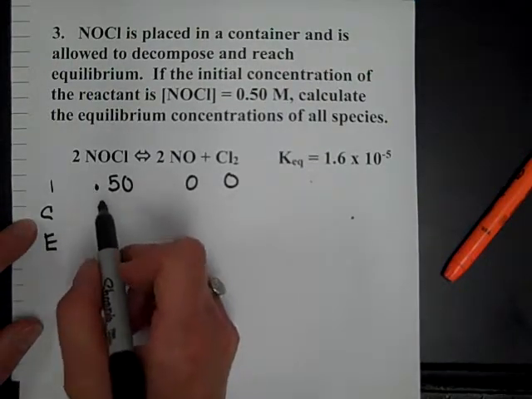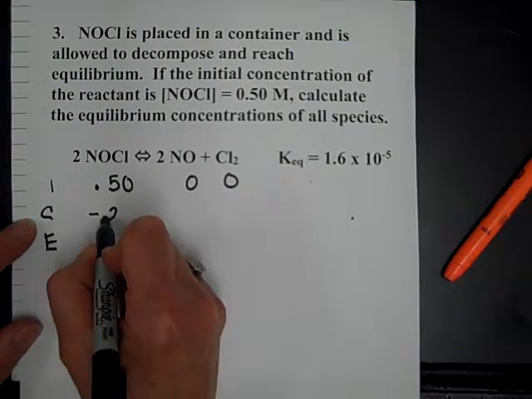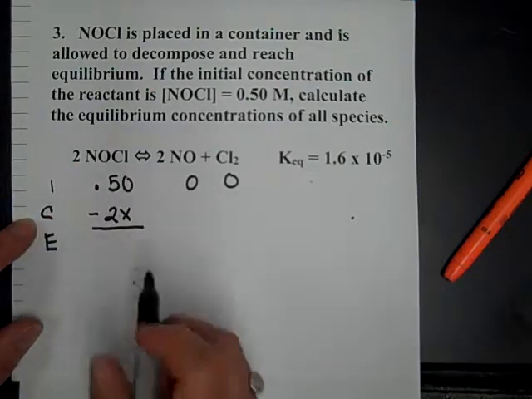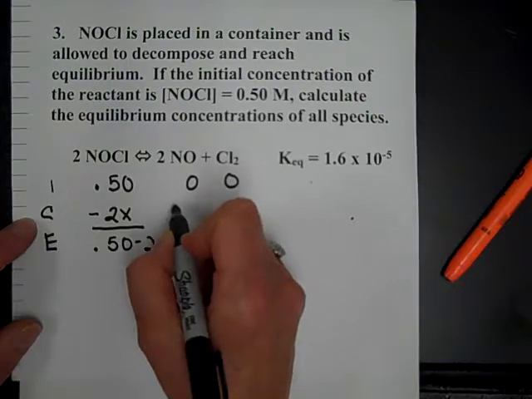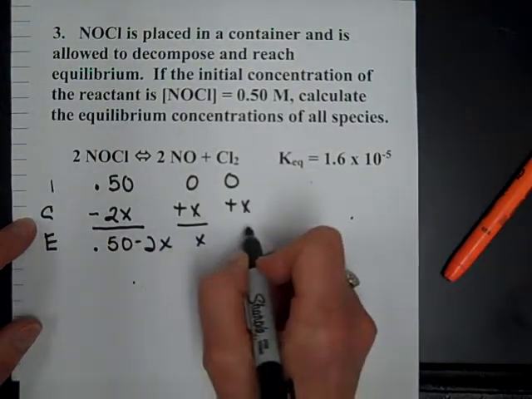Now, we're going to say that instead of this going down by x, I'm going to say it goes down by 2x because the coefficient there is 2. So this is going to be 0.50 minus 2x. This is going to go up by x. That's going to go up by x.